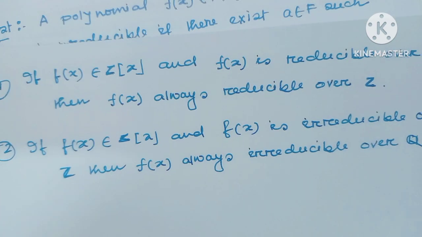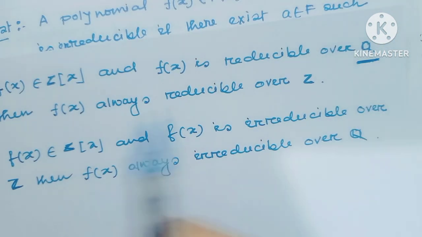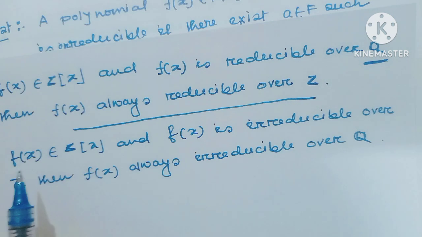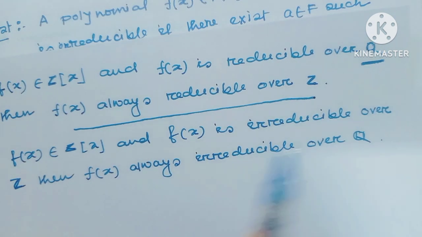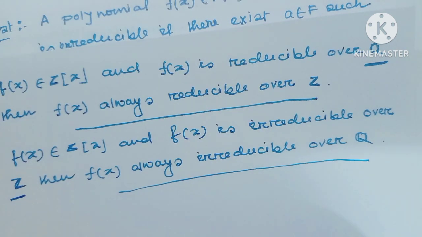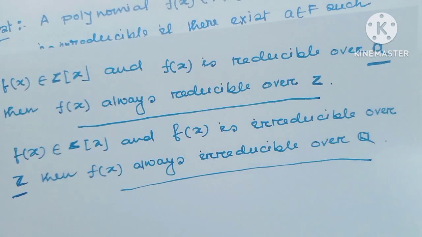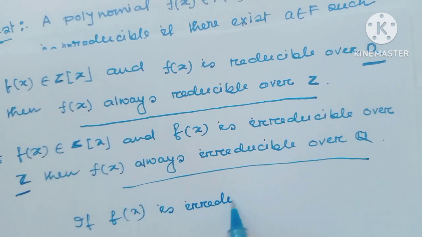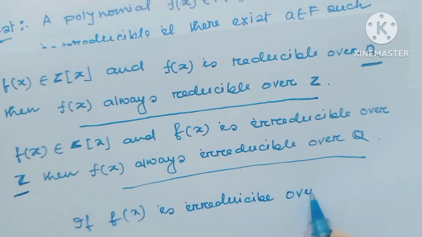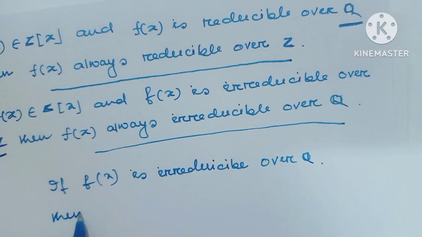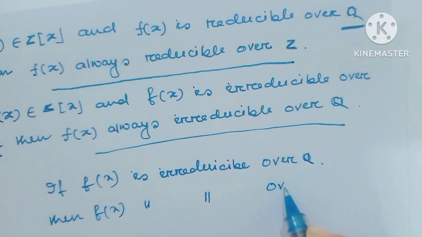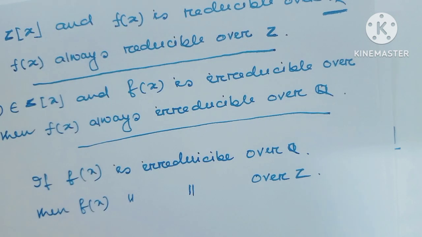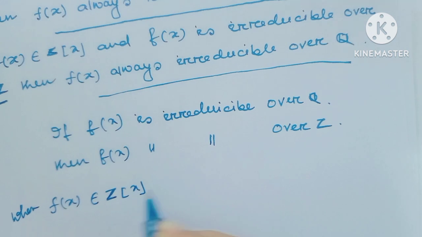If f(x) is in Z[x] and f(x) is reducible over Q, then we can tell f(x) is always reducible over Z. Also, a second result: if f(x) belongs to Z[x] and f(x) is irreducible over Z, then f(x) is always irreducible over Z. But if f(x) is irreducible over Q, then f(x) is irreducible over Z when f(x), which belongs to Z[x], is primitive.